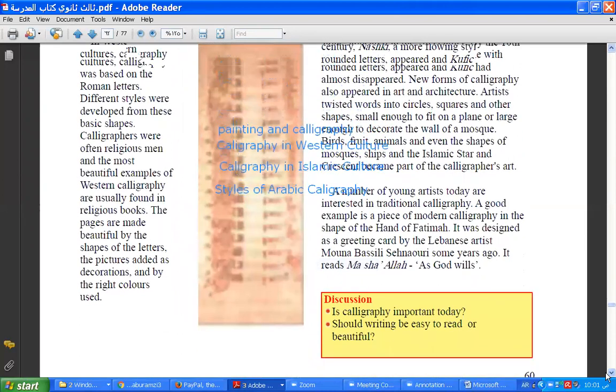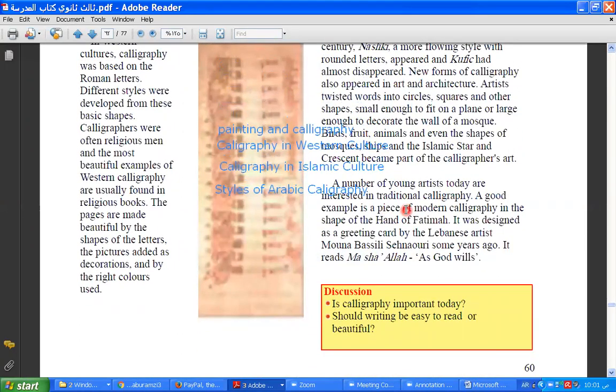The last paragraph. Yes, Abdullah. A number of young artists today are interested in traditional calligraphy. A good example is a piece of modern calligraphy in the shape of the hand of Fatima. It was designed as a greeting card by the Lebanese artist Muna Basili Shinouri some years ago. It reads Ma Sha Allah as God's will.